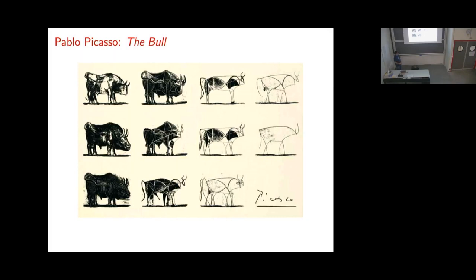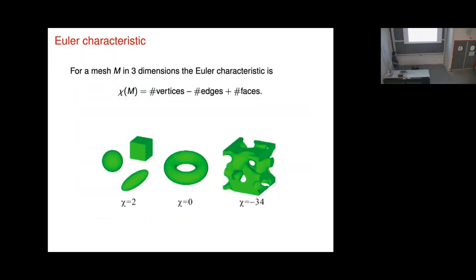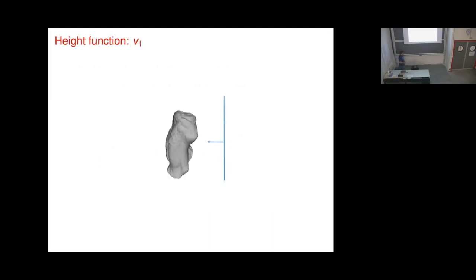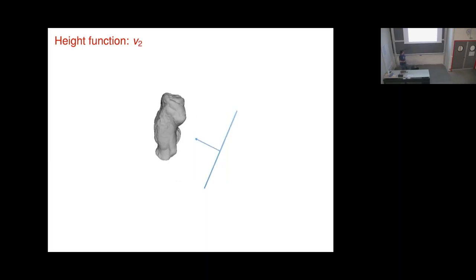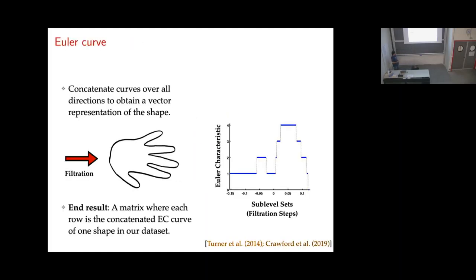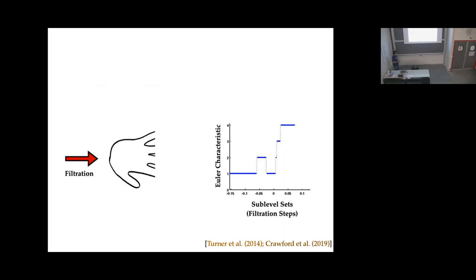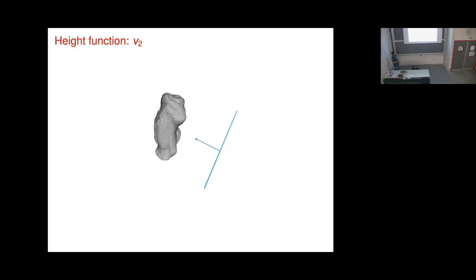I just put this picture in because I like it. But the idea is sometimes abstracting things gives you some idea and intuition. Okay. So for a mesh, the Euler characteristic is nothing but the number of vertices minus edges plus faces, okay? Yeah. And what we'll do is we'll take a shape. This is actually a heel bone. And we'll sweep through different directions and compute the Euler characteristic curve. So in this case, I'm sweeping from here through here, and I'm looking at how the number of vertices minus edges plus faces is changing.